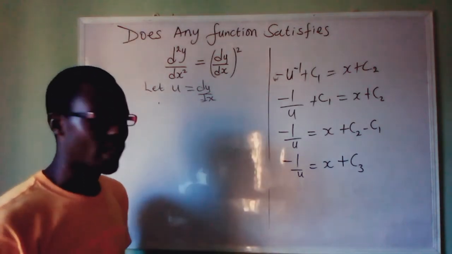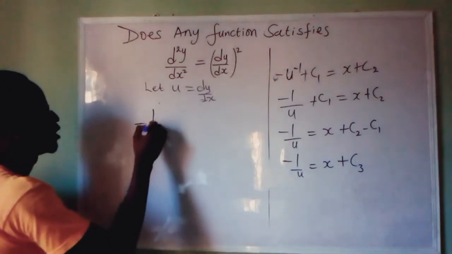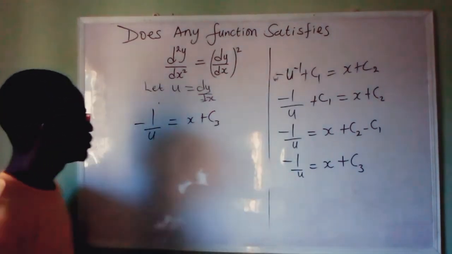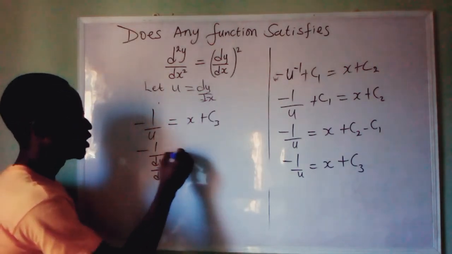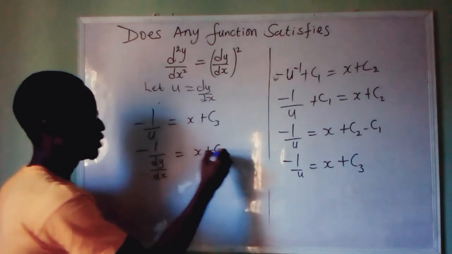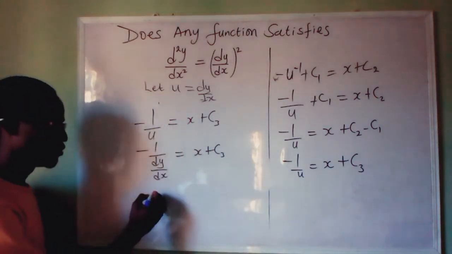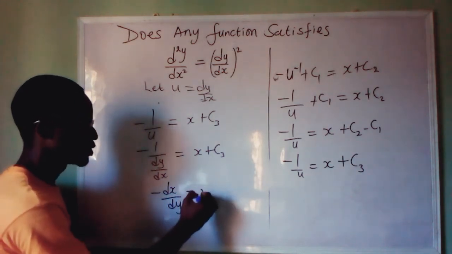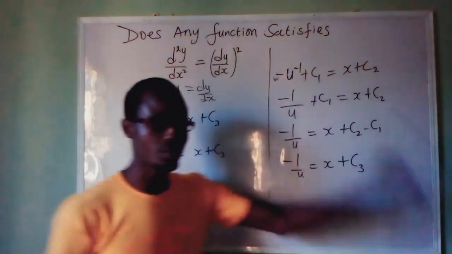What next? Then I think I have to go back to what I have. So I have negative inverse of u equals x plus c3. Which means the negative inverse of dy/dx is equal to x plus c3. And apparently you know that what we have here is going to give us negative dx over dy equals x plus c3.